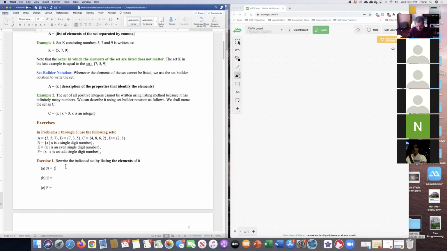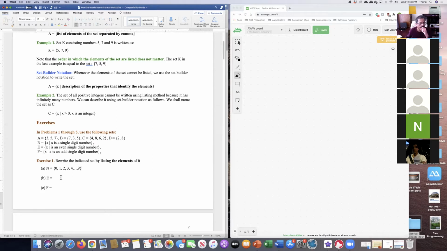It's 1 through 9, and 0 too. 0 through 9. So 0, comma, 1, comma, 2, comma, 3. Can you use dot, dot, dot? Yes, feel free to do that. When the pattern is clear, you can use dot, dot, dot.